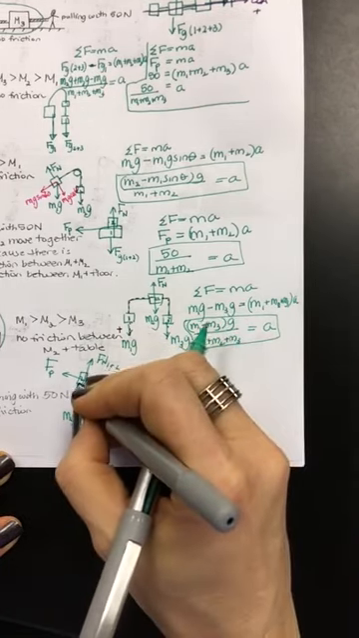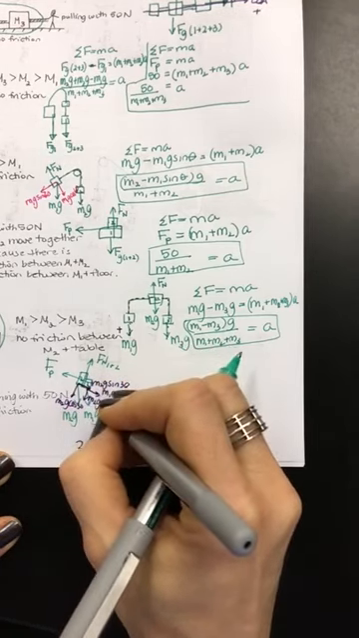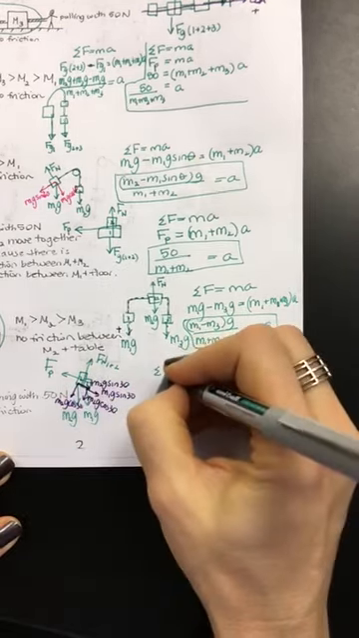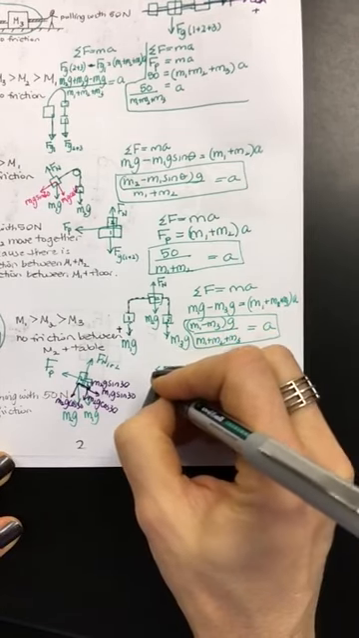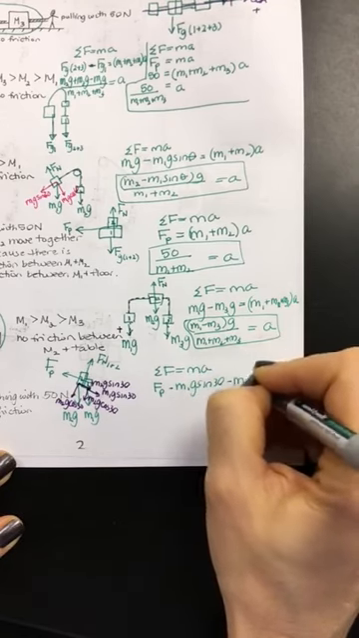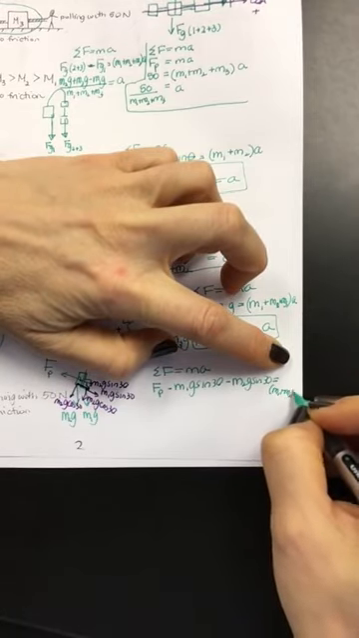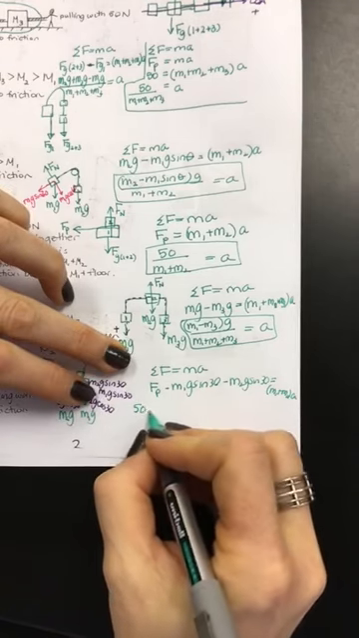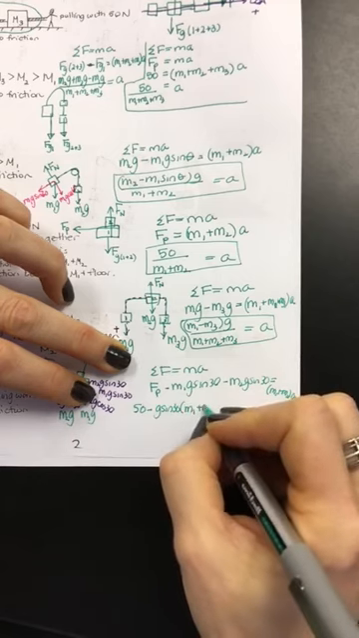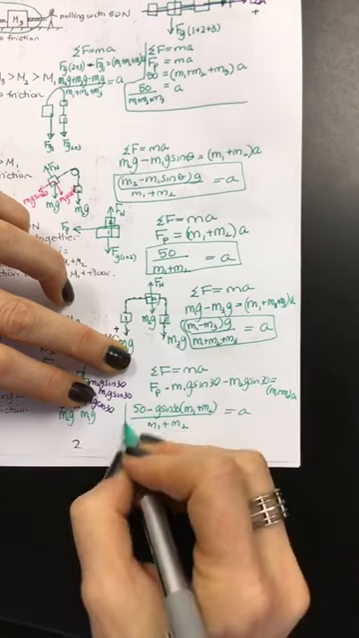Could group them, by the way. This is M2g cosine 30. This is M2g cosine 30. So this is my line of action. So I've got net force equals mass times acceleration. So I've got force of the push minus M1g sine 30 minus M2g sine 30 equals M1 plus M2 times A. So it's 50 minus, you could take out if you wanted to factor it. You don't have to. And there you go.